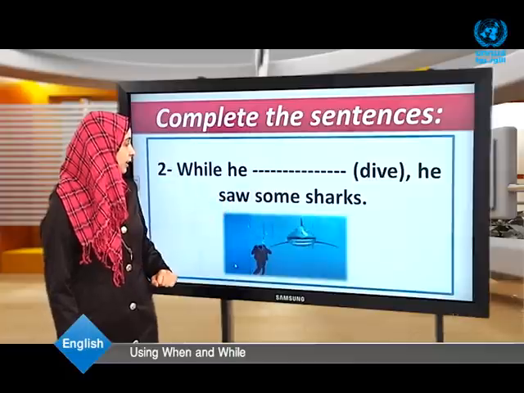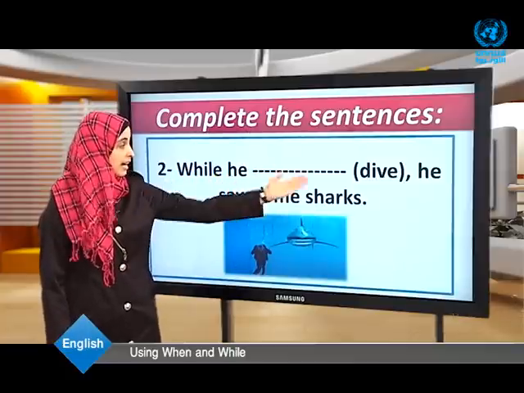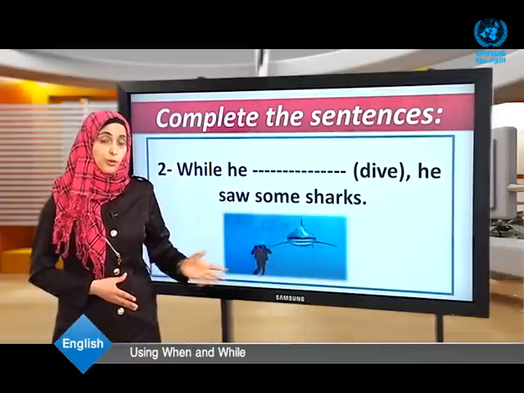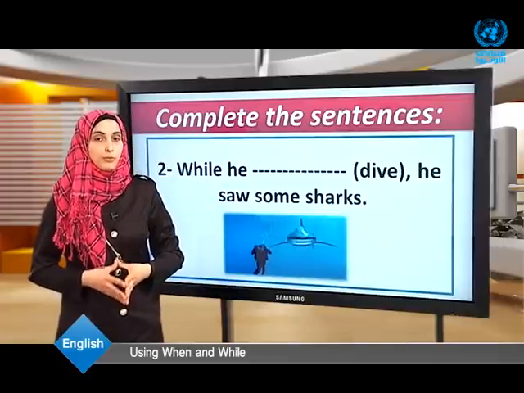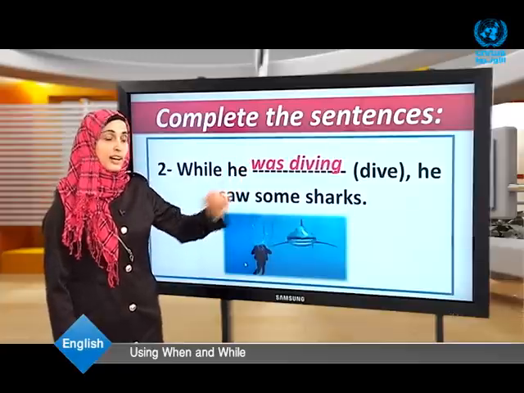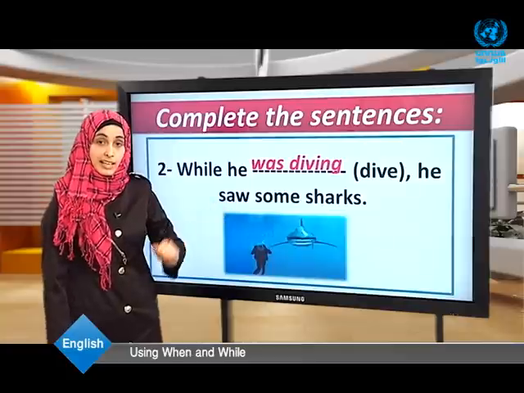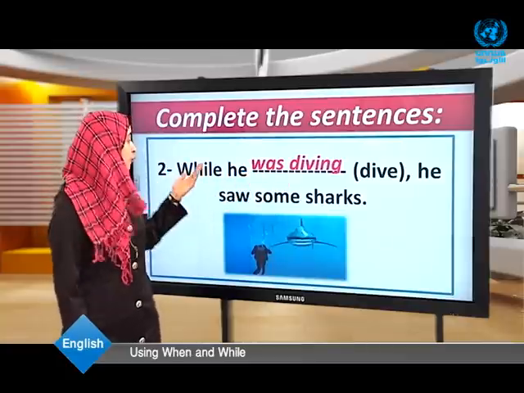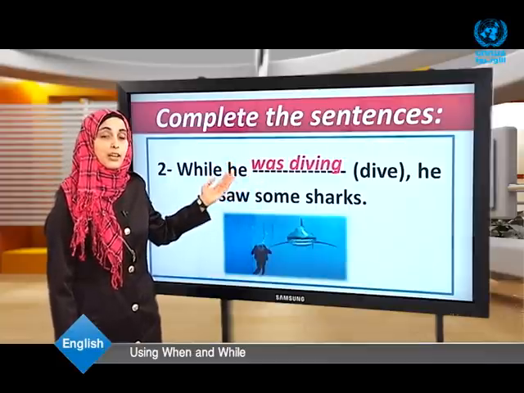Let's see the second one. While he saw some sharks. Now use the correct form of the verb dive. Is it dived or was diving? Since we have he here, what is the correct form to use? Great, it's was diving. While he was diving, he saw some sharks. And notice here, we have while, and while is followed by the past continuous tense, the long action.